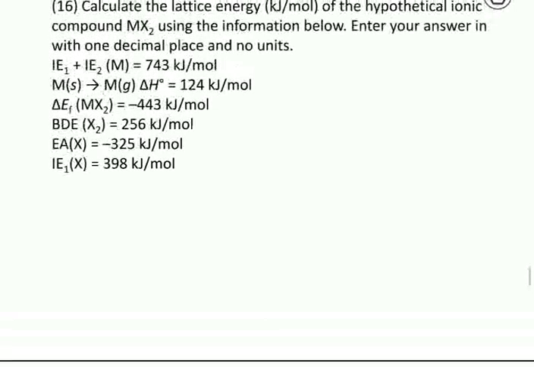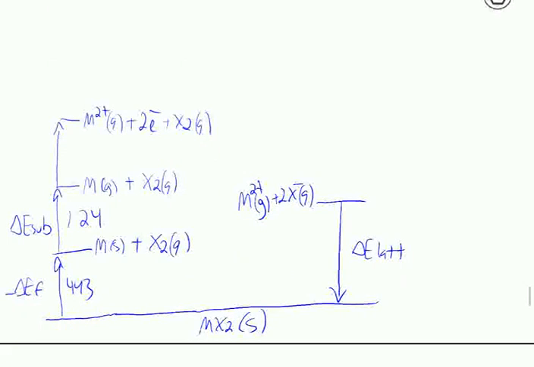We go up here, and we're given the sum of these first 2 ionization energies for the metal. So remember, if we're removing 2 electrons, that corresponds to 2 ionization energies, so we need the sum of those 2, which is directly given to us as 743. If we had them individually, we'd have to add them together. But it's 743, so this is the first plus second ionization energy.